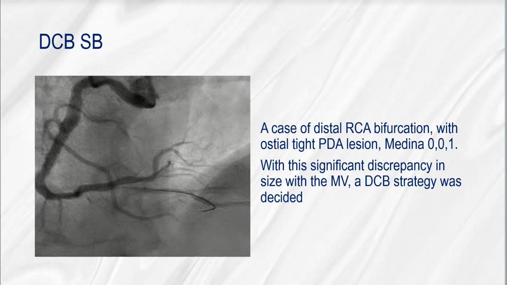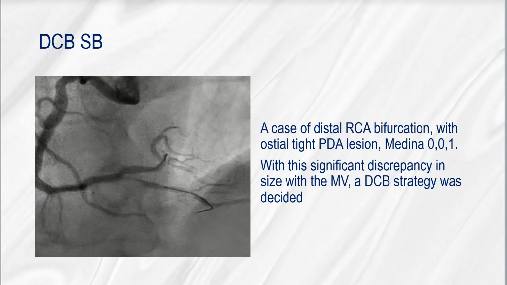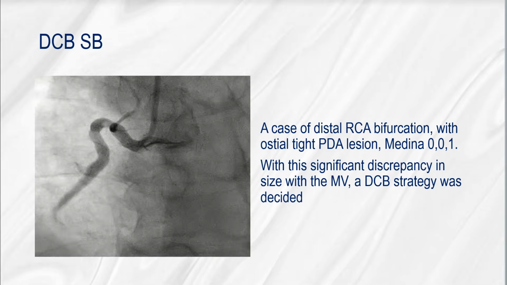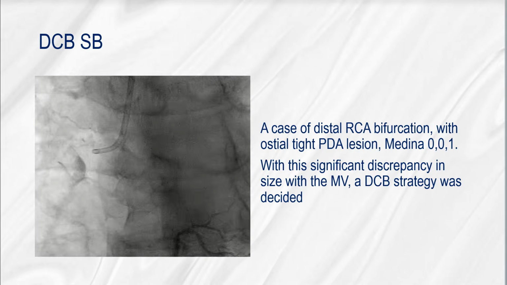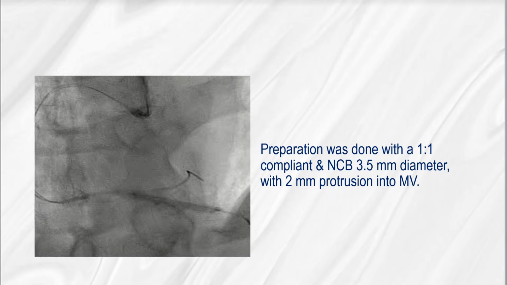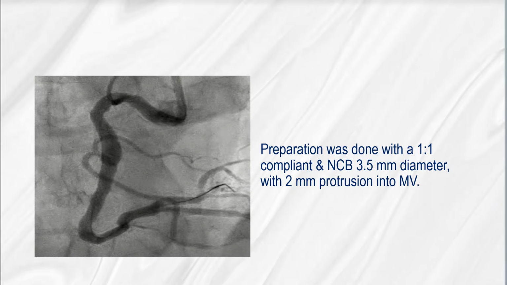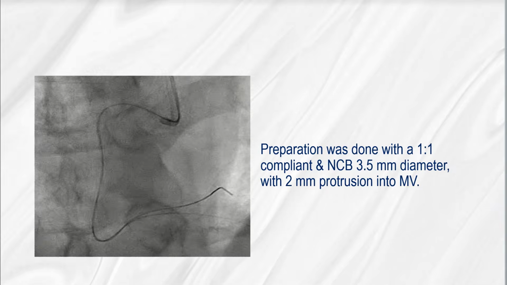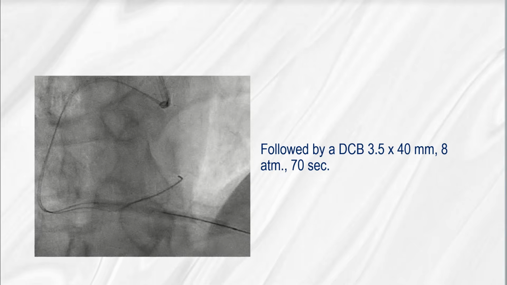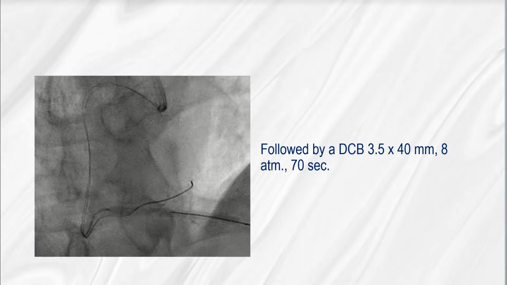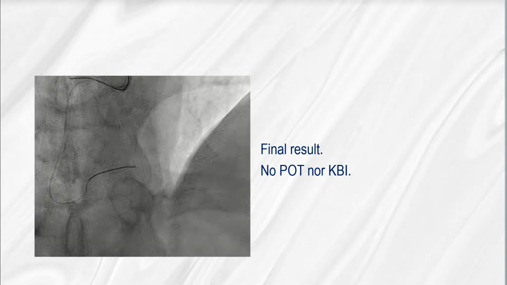In case number 1, there is a distal RCA bifurcation lesion with an ostial tight PDA lesion, Medina 001. With this significant discrepancy in size with the main vessel, a drug-coated balloon strategy was decided. Preparation was done with a 1-to-1 compliant and non-compliant 3.5 mm diameter balloon with 2 mm protrusion into the main vessel, followed by a drug-coated balloon dilatation, 3.5 by 40 mm, 8 atmospheres for 70 seconds. And this is the final result. No POT nor kissing balloon inflations were done.